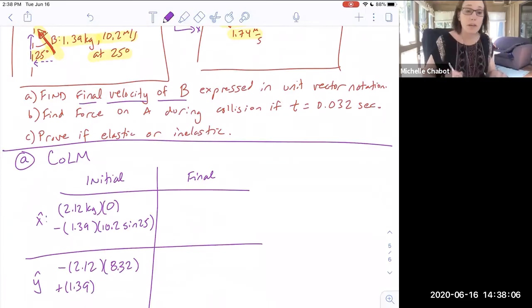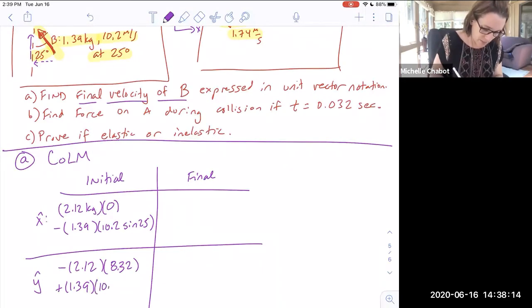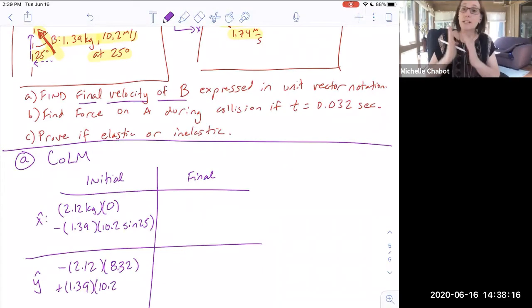So I'm writing down the momentum terms, and I suggest leaving them like this. Don't multiply it out in your calculator or anything, that way you can find mistakes. So 1.39 times 10.2, and then the Y component is adjacent to 25 degrees, so cosine of 25. So those are my initial momentums of the system.